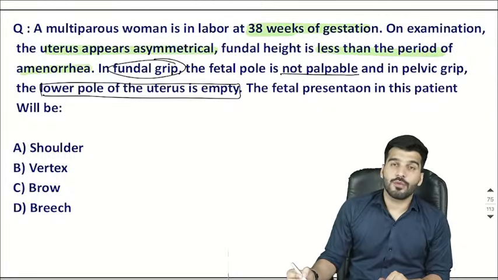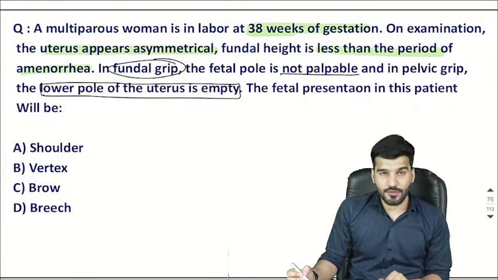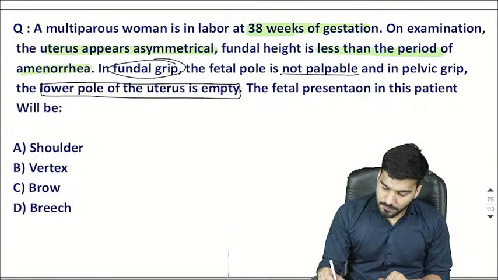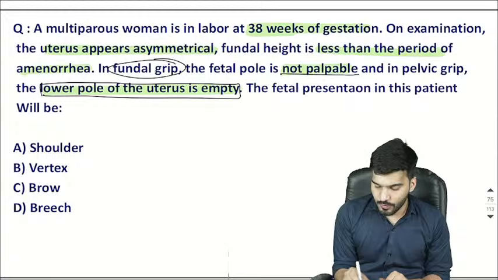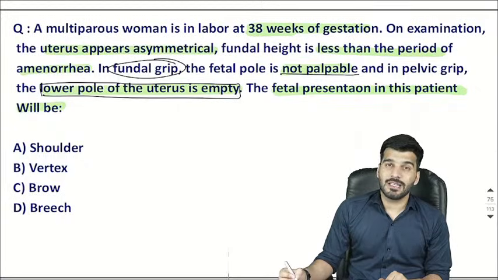So if you remember the Leopold's maneuver or the different types of grip, we have fundal grip, we have pelvic grip, we have Pavlik grip. Now, in the fundal grip, the fetal pole was not palpable, and in the pelvic grip, the lower pole of the uterus is empty. What type of fetal presentation will be seen here? Very good. In the chat box, what will be your answer?